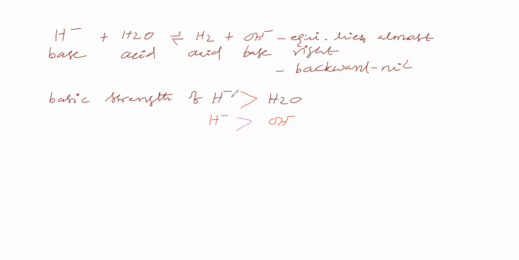If the basic strength of a species is greater than OH minus, then that species is called a strong base. Now, this strong base's conjugate we will see. Conjugate means the difference is H plus. So H2 is the conjugate. For H minus, the conjugate is H2, and for H2, the conjugate is H minus. Okay, now see that.